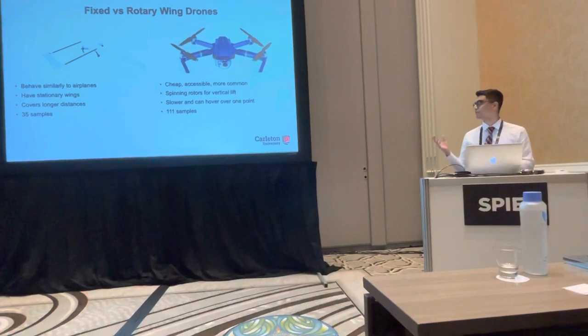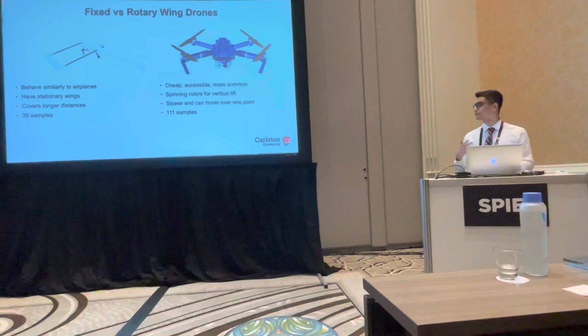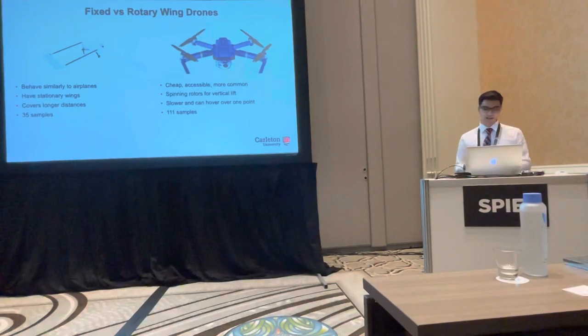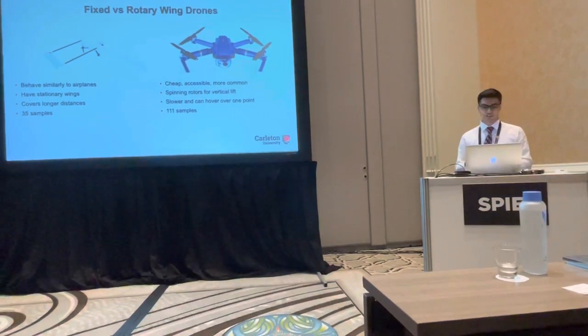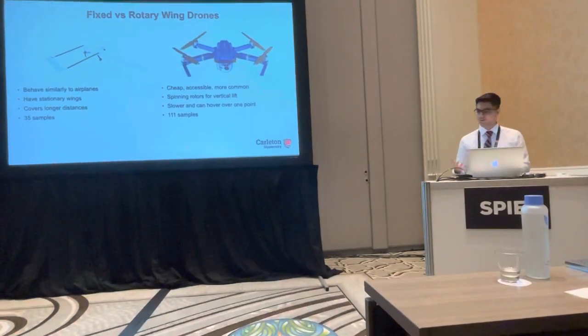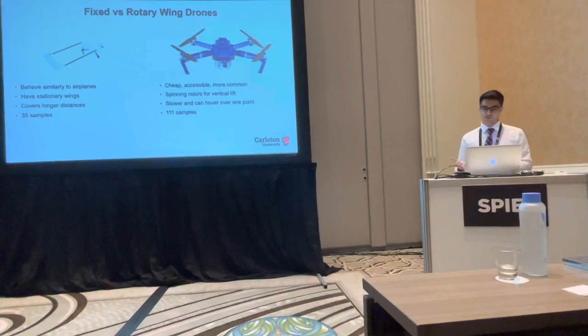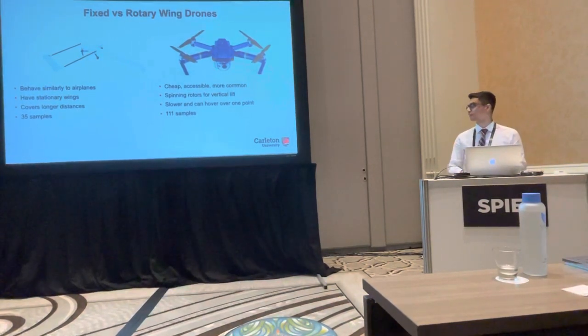While rotary wing drones are probably more common, most people have probably seen these before, using them to create videos and stuff like that. They're slower than fixed wing drones, and they can also hover at one point. So it's really important to distinguish how these two things are different, because then we would need to create appropriate features for our machine learning algorithms.